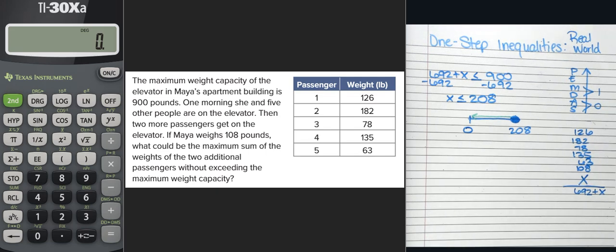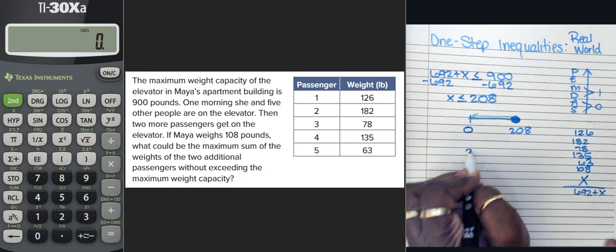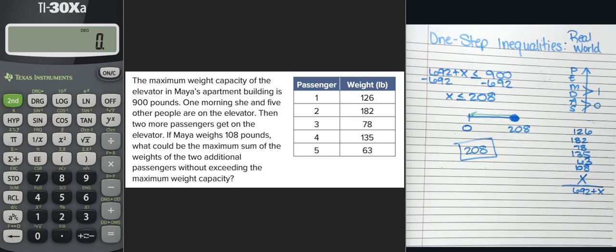But to answer their question here, they said, what would be the maximum weight? Well, the maximum weight would be 208 pounds. Like you could not go over that without going over that 900 pound limit.